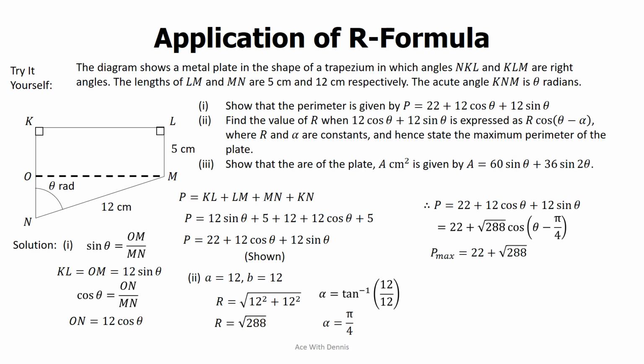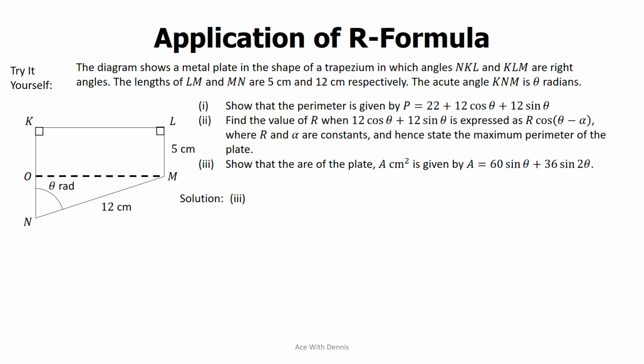And we want to get the P maximum, which is 22 plus the amplitude of the cosine function, which is square root of 288, and the answer is 39.9 meters. The answer is to 3 significant figures.